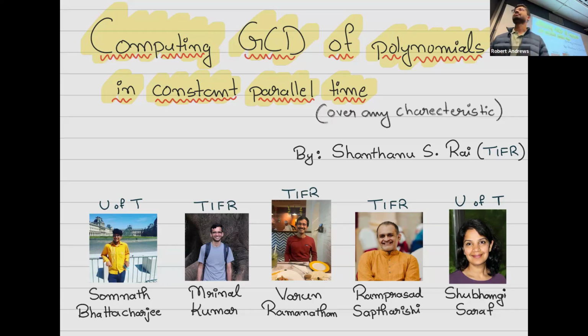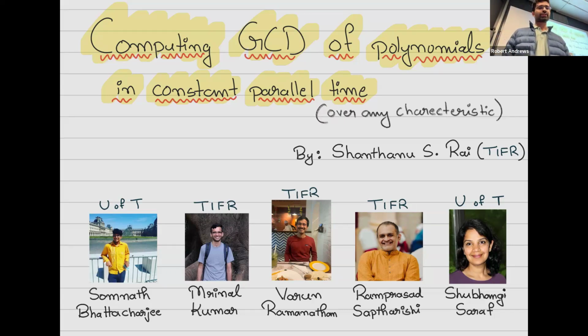So I think we can go ahead and get started. Thanks everyone for coming to the A&C Seminar. We're really happy to have Shanthanu Rai, who's visiting us from the Tata Institute of Fundamental Research in Mumbai. Shanthanu is a graduate student. He works on computational complexity, computer algebra, and various problems related to algebra and number theory. Today we're really happy to have him telling us about how to compute the polynomial GCD with some really cool new algorithmic ideas. So Shanthanu, please. Yeah, thanks for the introduction, Robert.